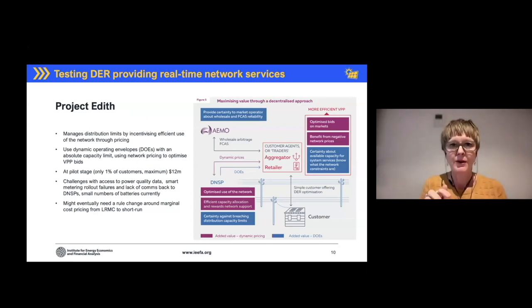I wanted to mention very briefly, and it's worthwhile looking up the details afterwards if you're interested, one fascinating project which has looked at real-time network pricing, so sending signals at this stage only to batteries, but about real-time network prices, with the idea that you would have dynamic operating envelopes, but then you could use network pricing to optimize VPP bids.